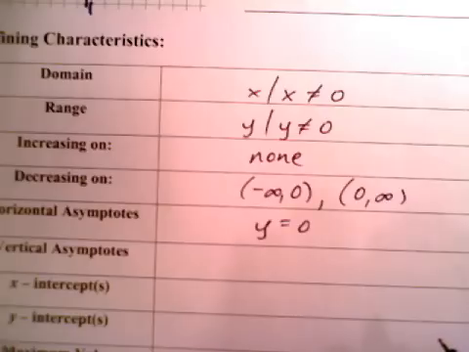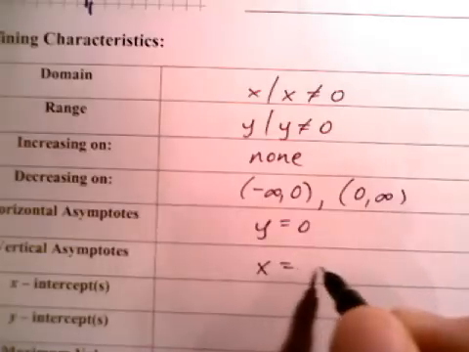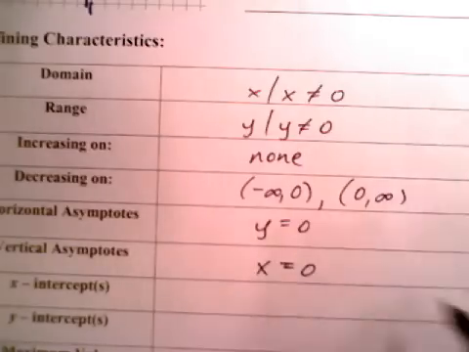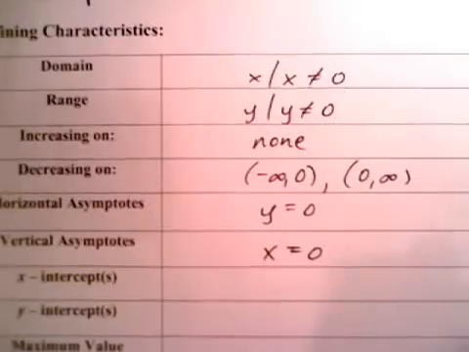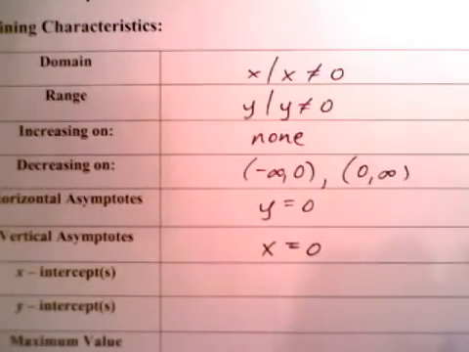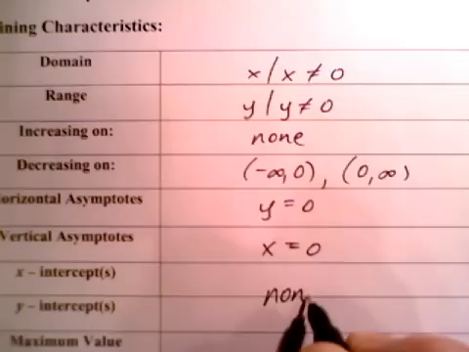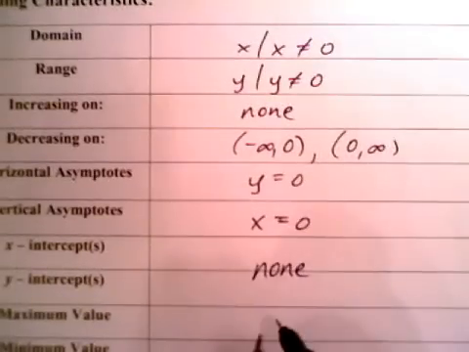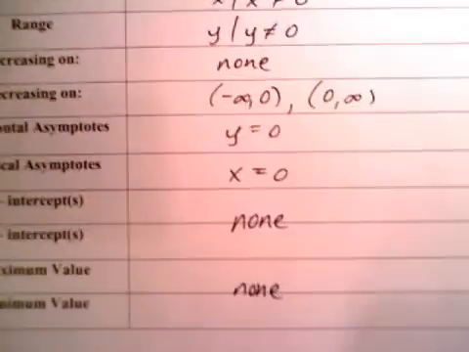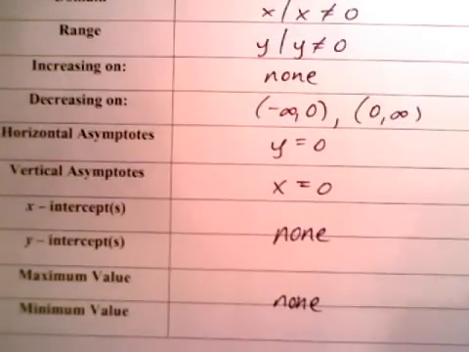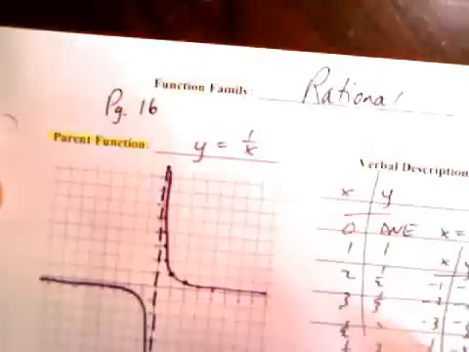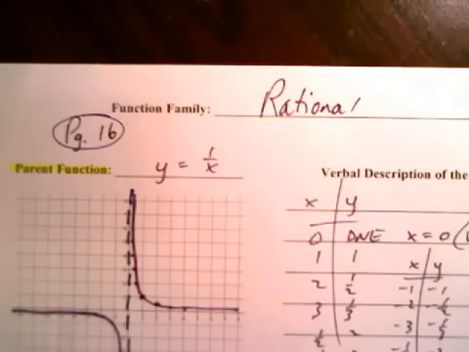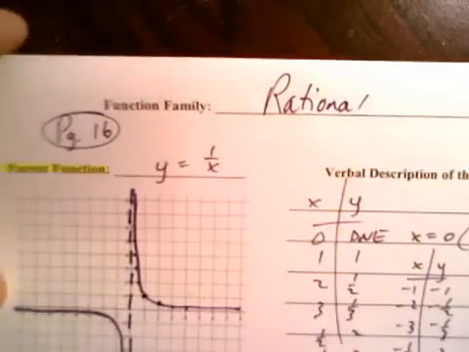So vertical asymptote, we already talked about that: x equals 0. Whatever x makes the denominator equal to 0 is our vertical asymptote. We have no x-intercepts, and we have no y-intercepts either. And again, we have no max or min. So there you go. Let's go ahead and cruise on over to page 16. Okay, so that's the rational parent, y equals 1 over x, page 16.